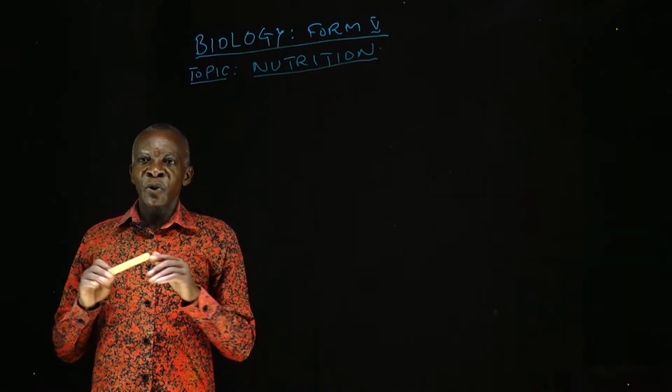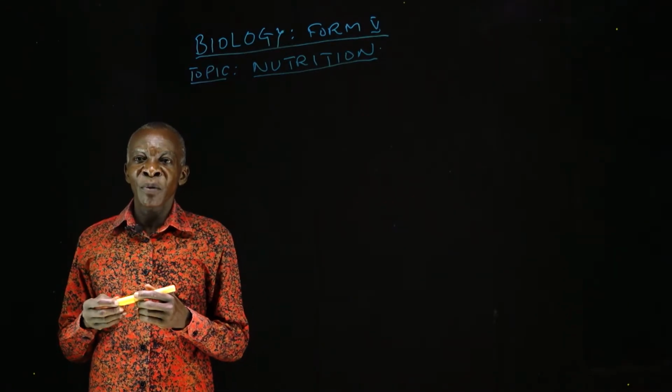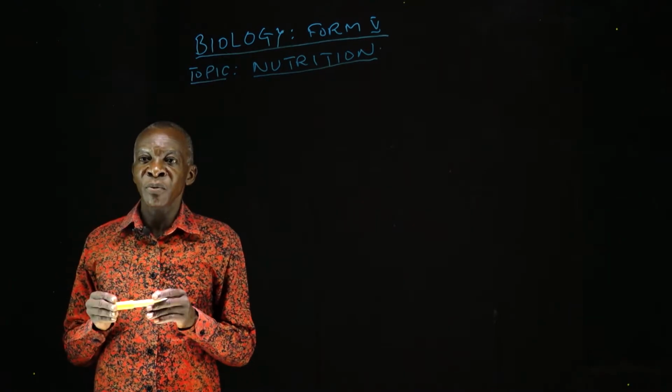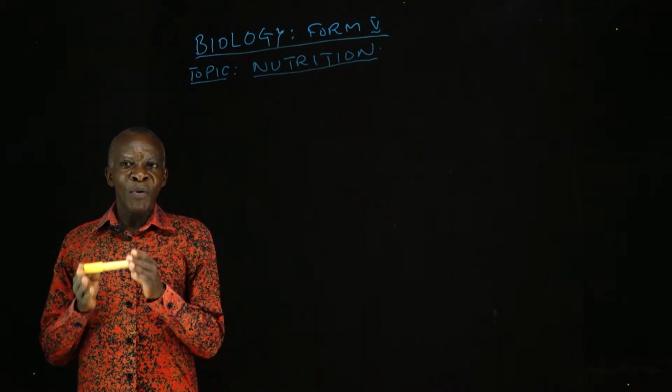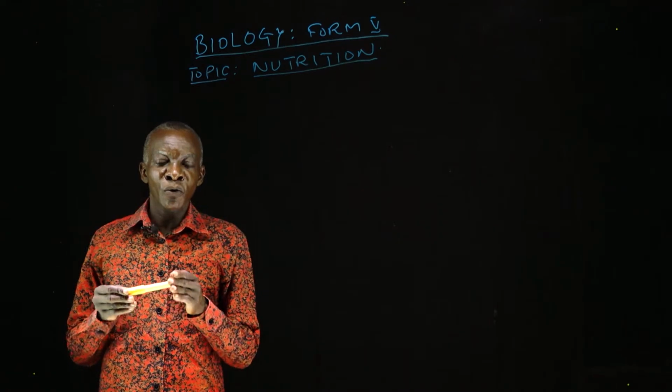The subject is biology, and the topic we have at hand is nutrition. You can remember, during the starting of this topic, we said that nutrition is divided into two forms, that is autotrophic nutrition and heterotrophic nutrition. Our last lesson concluded autotrophic nutrition, particularly photosynthesis. And you can remember the part that we ended up with was the factors that affect the rate of photosynthesis. You can remember the external factors and the internal factors.